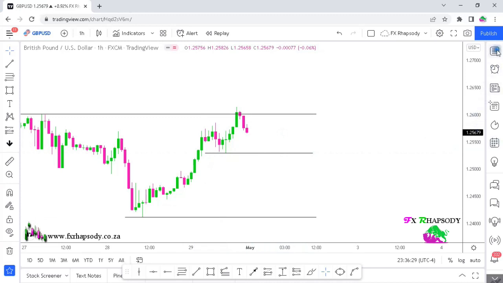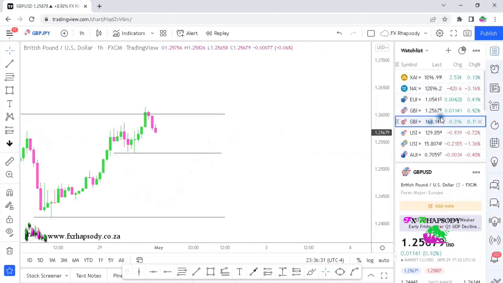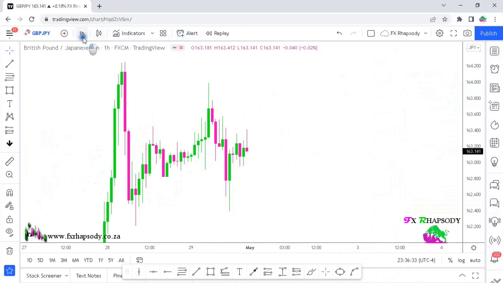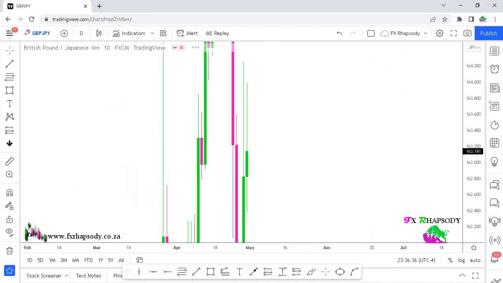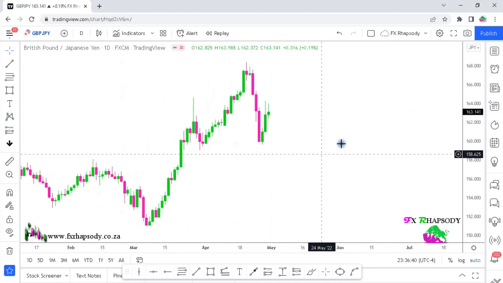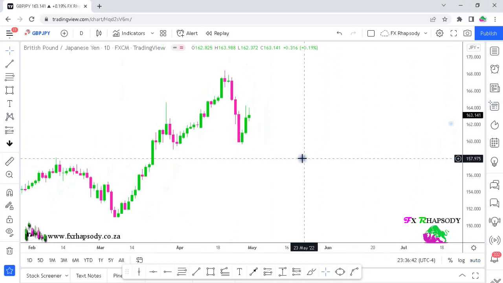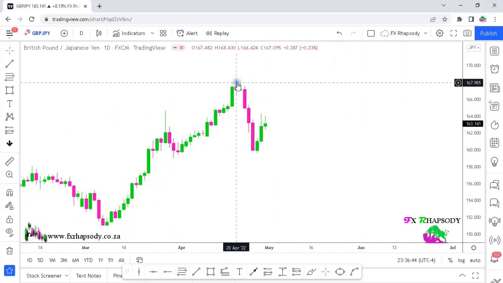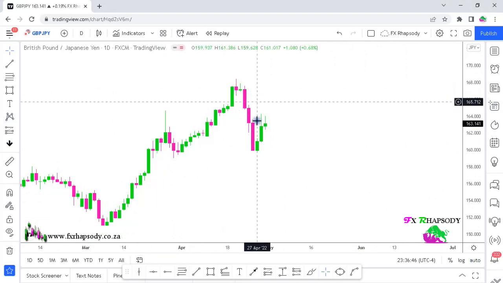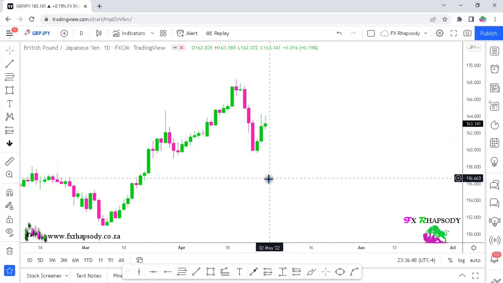Okay, let's move on to British pound, Japanese yen, daily time frame. For those of you that haven't watched my previous analysis, just go watch it, especially on this pair where we had price going up, and I said we might see price pulling back, especially with a monthly candle pulling back again into this area.